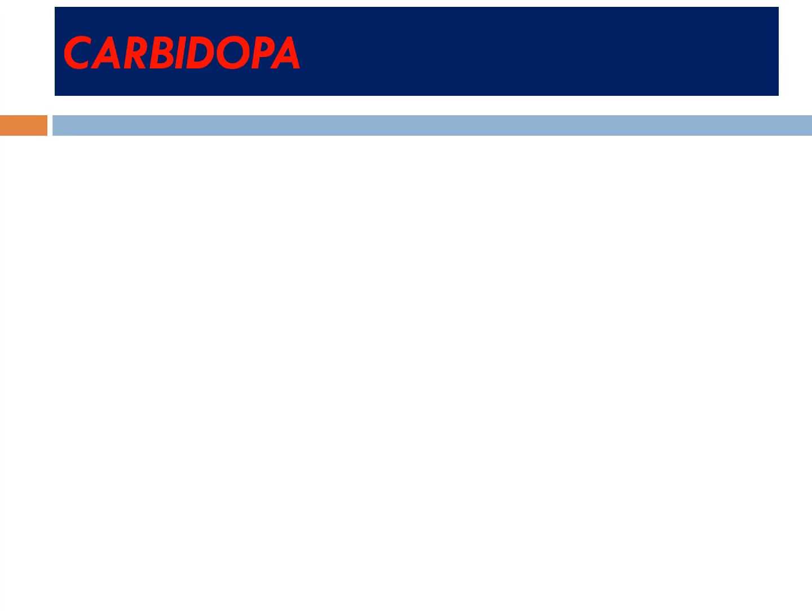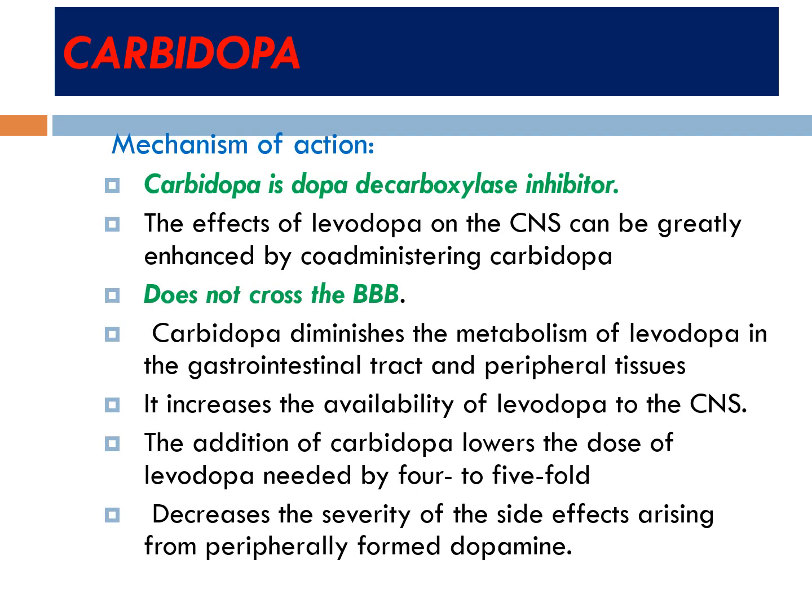So now we move on to our second drug, which is carbidopa, and as we just saw in the diagram, it's a dopa decarboxylase inhibitor, and it also does not cross the blood-brain barrier. But what does it do? It diminishes the metabolism of levodopa in the GIT and peripheral tissue, and it increases the availability of the levodopa in the CNS, and it also decreases the dose of the levodopa by 4 to 5 fold, and of course it also decreases the severity of side effects. So lots of benefits of combining carbidopa with levodopa.